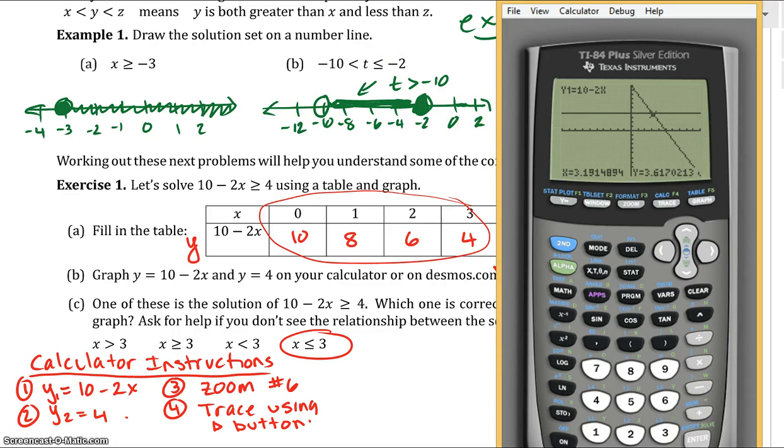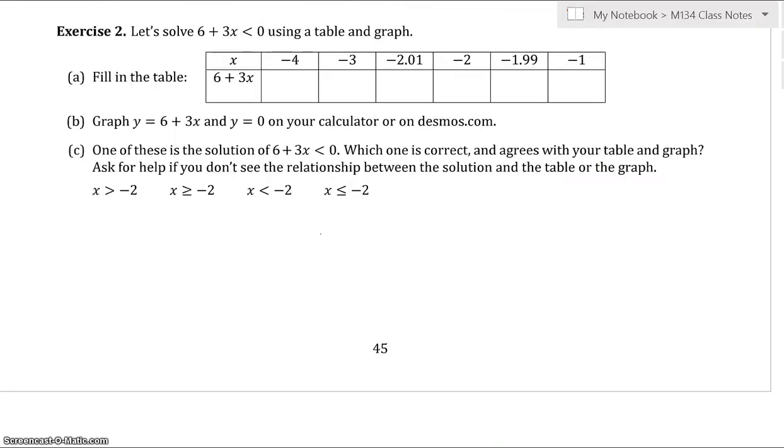Let's try exercise 2. Actually, you should pause the video and try exercise 2 on your own. Once you're done, resume. First, I filled in the table using this expression for all these values. How you get some of these weirder ones, like maybe this one, I'll just practice on one of the decimals. 3 times negative 1.99. I just used the calculator and I got that.